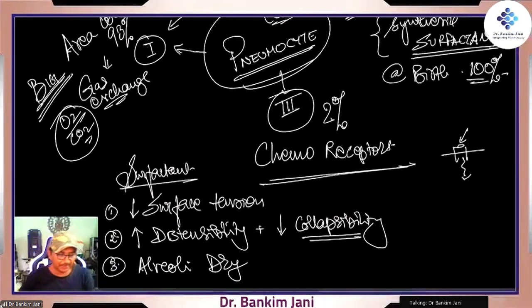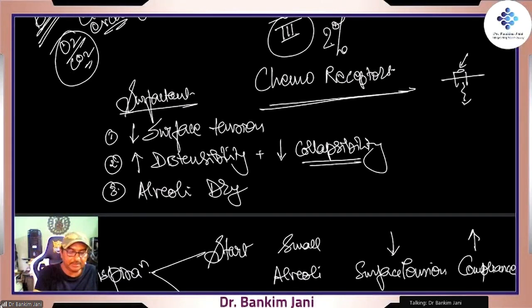Function of surfactant: decreased surface tension, that is one. It leads to increased distensibility and decreased collapsibility. Because if the surface tension is there, it will collapse. So collapsibility is the characteristic of surface tension. If you are decreasing the surface tension, obviously it won't collapse. So it has ease of distension and it keeps the alveoli dry.